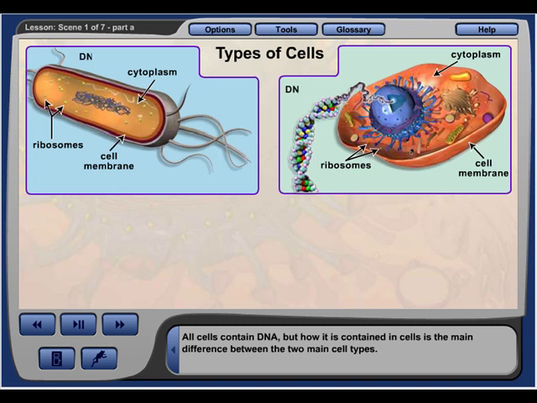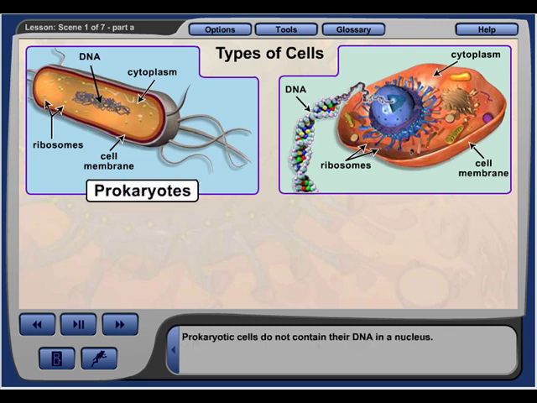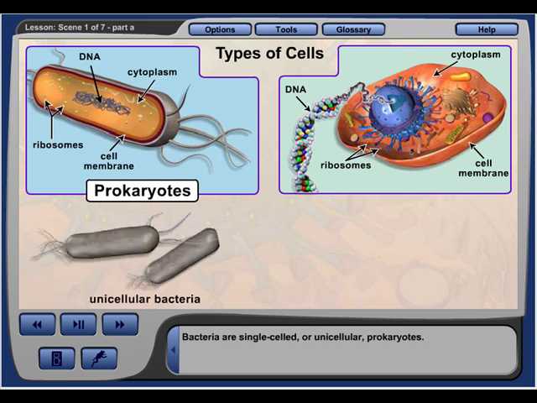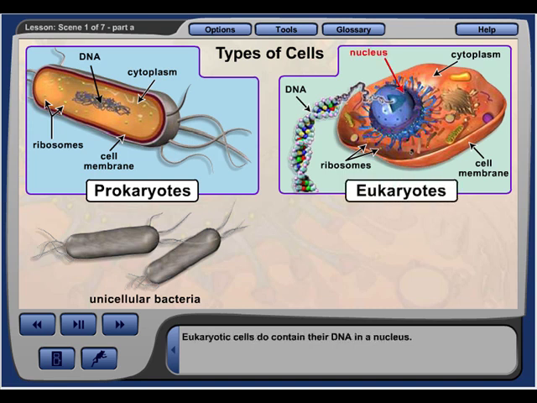All cells contain DNA, but how it is contained in cells is the main difference between the two main cell types. Prokaryotic cells do not contain their DNA in a nucleus. Bacteria are single-celled or unicellular prokaryotes. Eukaryotic cells do contain their DNA in a nucleus.